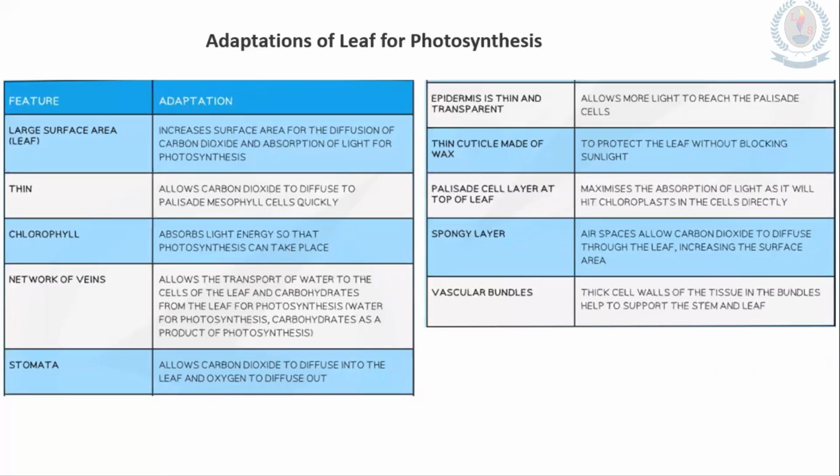Now the epidermis is thin and transparent, so this allows more light capturing. The thin cuticle prevents desiccation. Not only that, it provides protection to the plant from foreign pathogens. The palisade and spongy mesophyll contain chloroplasts and maximize the absorption of light. Vascular bundles are important for transportation. These are the adaptations of the leaf for photosynthesis.